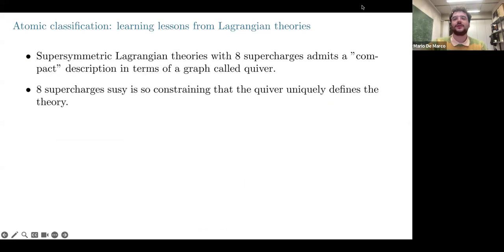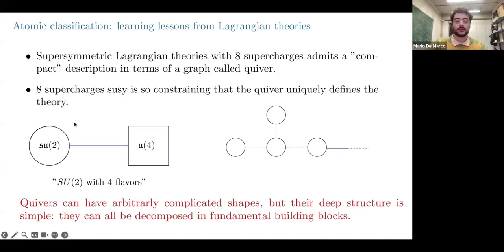The strategy of 6D conformal matter that we are going to reproduce also in 5D can be thought of as having learned a good lesson from Lagrangian supersymmetric quantum field theory. In this slide, I'm not assuming conformality. But a nice bit that I want to highlight of these theories is that they can be compactly described in terms of a graph that is called a quiver. Supersymmetry is so constraining in this case that in this kind of graph, where nodes correspond to gauge and flavor groups and edges correspond to Lagrangian fundamentals, just this graph uniquely fixes the Lagrangian of the theory, and so also the local definition of the theory.